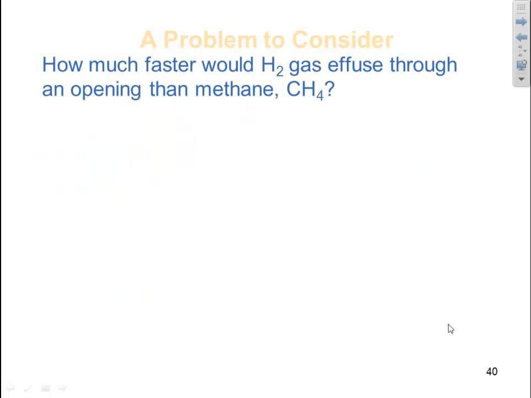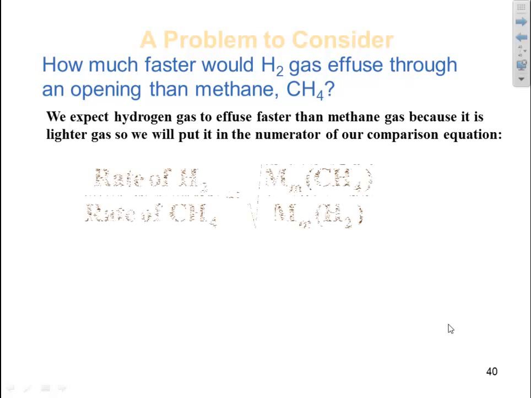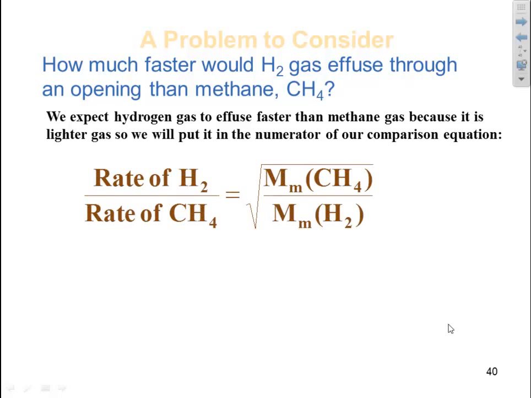So here's a question. How much faster does hydrogen gas effuse through an opening than methane? We expect hydrogen gas to effuse faster than methane gas because it is a lighter gas. So we put it in the numerator just for our comparisons in this equation. We know the rate of hydrogen is divided by the rate of the methane, and then we have the molar mass of methane in the numerator and the molar mass of the hydrogen in the denominator with the square root of all that.